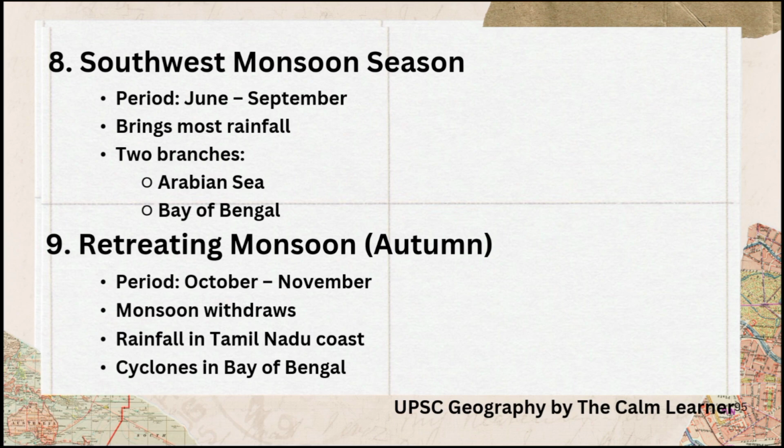Now, the last season is the retreating monsoon season, which marks the withdrawal of monsoon winds. The retreating monsoon season lasts from October to November. During this period, monsoon winds begin to withdraw. Tamil Nadu receives rainfall during this season, and cyclones originating in the Bay of Bengal often occur during this season.